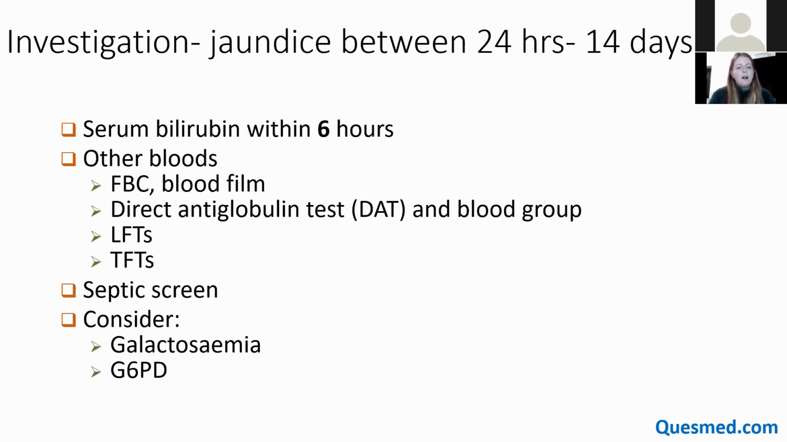So now moving on to jaundice that occurs between 24 hours and 14 days. Generally, if you're going to check the serum bilirubin, you want to check it within about 6 hours.